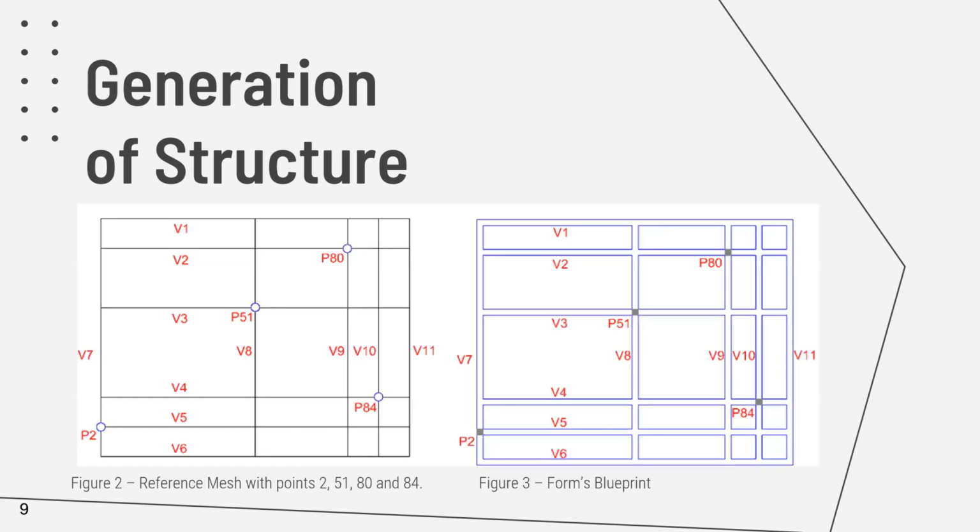This is an example of a structure generated with the randomly selected columns 2, 51, 80, and 84. In figure 2, it is possible to see the lines that cross each column until its boundaries.